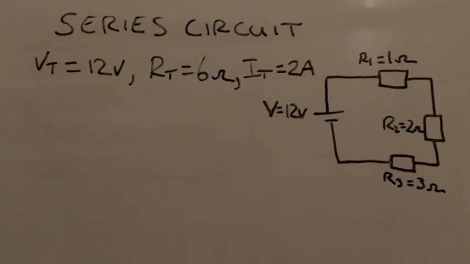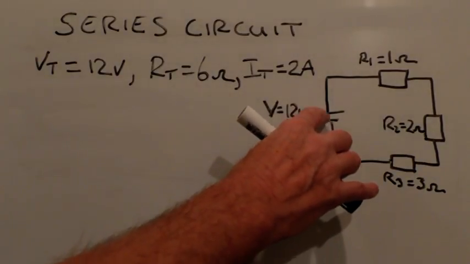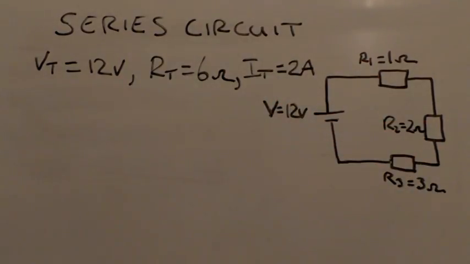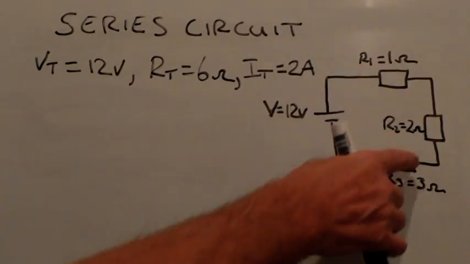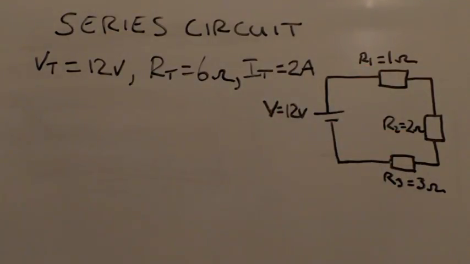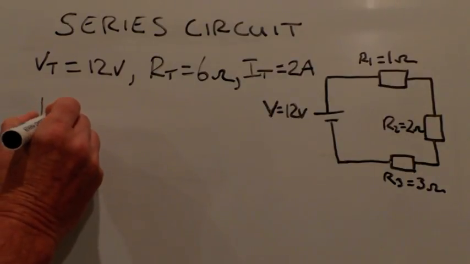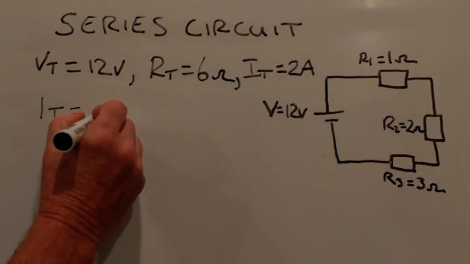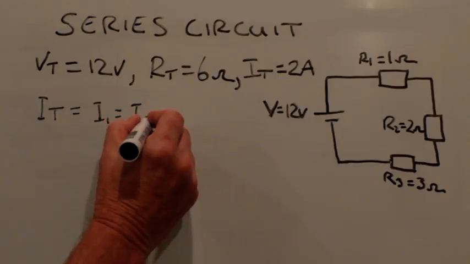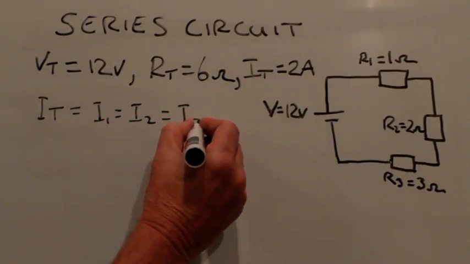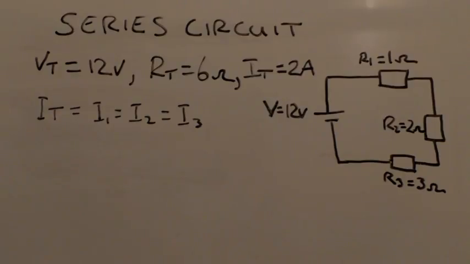Okay, so the next value that we need to look for is the current through each resistor. Now, I said at the beginning that the same current flows through each component of the series circuit. So the total current 2 amps will flow through every component in our circuit. So for number 4, there is a rule that says that IT equals I1, which equals I2, which equals I3. So the same current passes through every component.